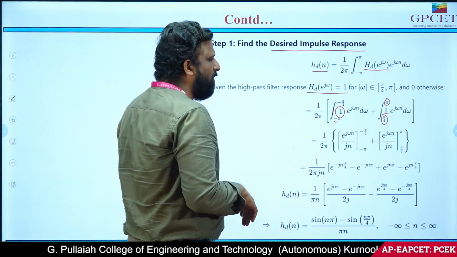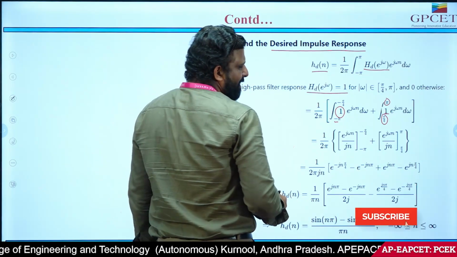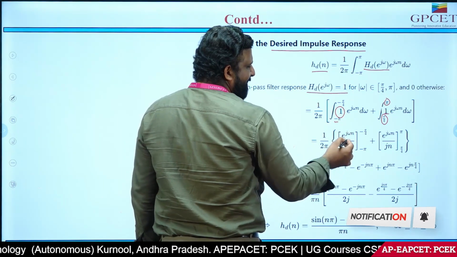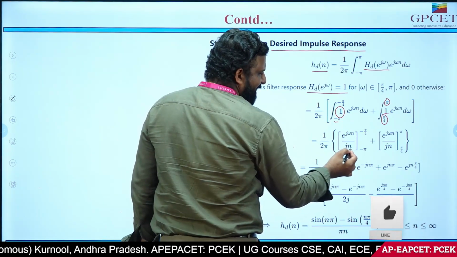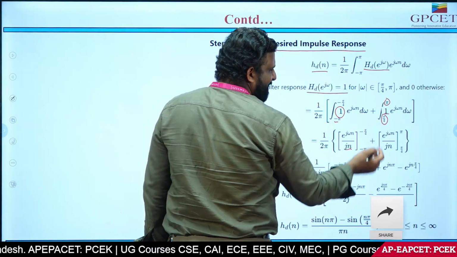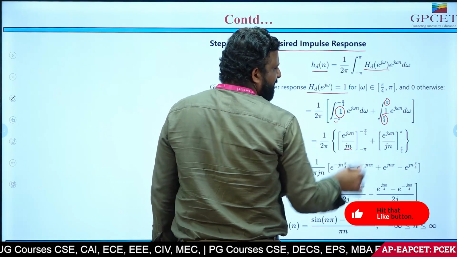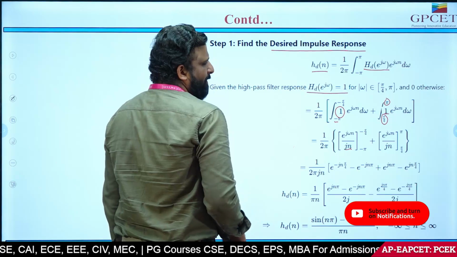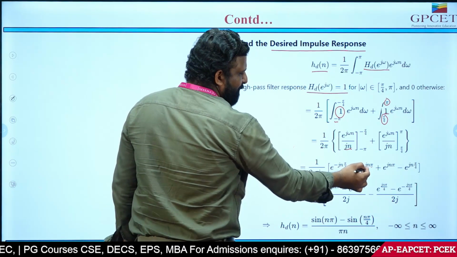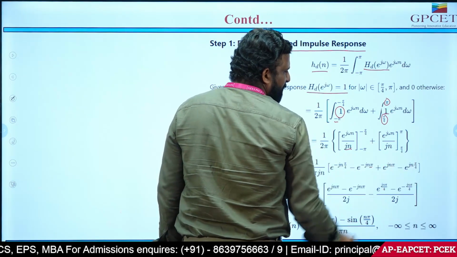So we have two integrals, and the rest is mathematical manipulation. The integral of e power j omega n can be written as e power j omega n by jn, within the limits minus pi to minus pi by 4. Similarly, for the second integral we get e power j omega n by jn within the limits pi by 4 to pi. Applying the limits, for the first the upper limit is minus pi by 4 and the lower limit is minus pi. Similarly, for the second, the upper limit is pi and the lower limit is pi by 4.